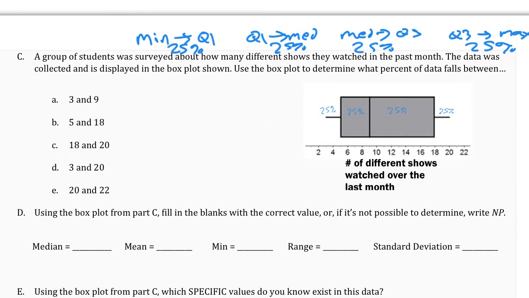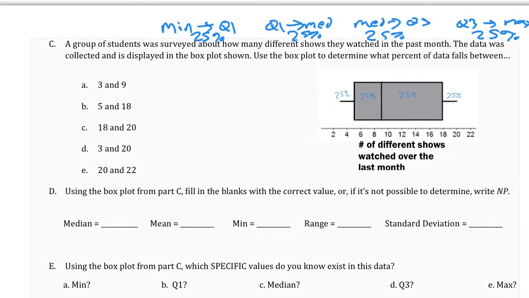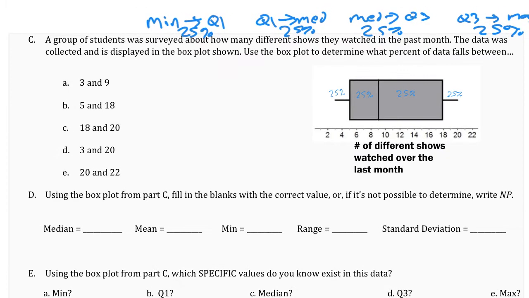So this is the number of different shows watched over the last month; a bunch of kids were surveyed. Use the box plot to determine what percent of the data falls between 3 and 9. Well, if we know these 25% chunks, this becomes a super easy problem. We just do the math here. Between 3 and 9, that looks like it's my min to my median. So that's 50%. 50% of students have watched between 3 and 9 different shows over the last month.